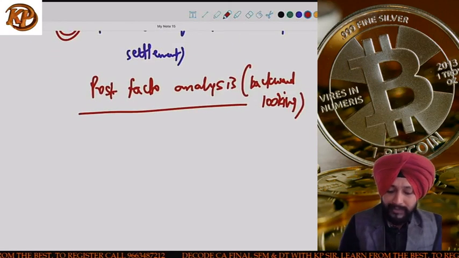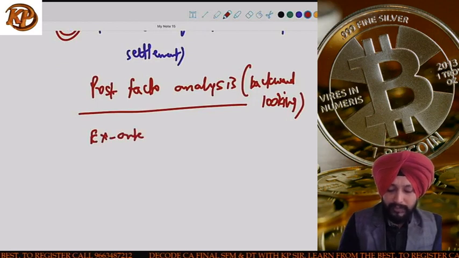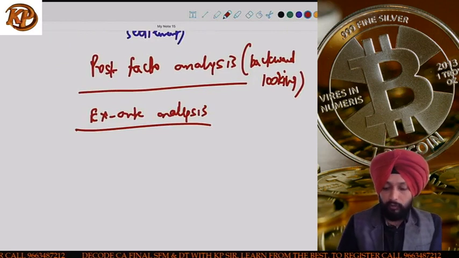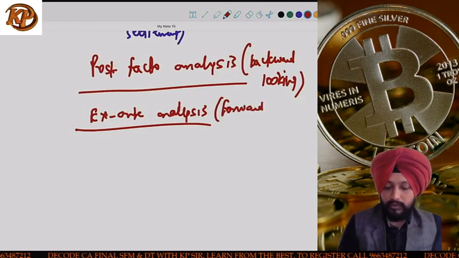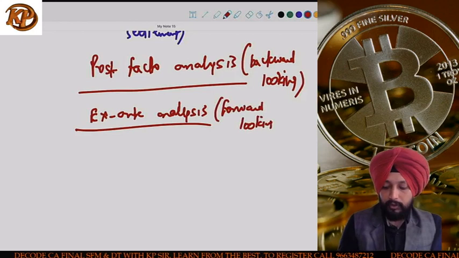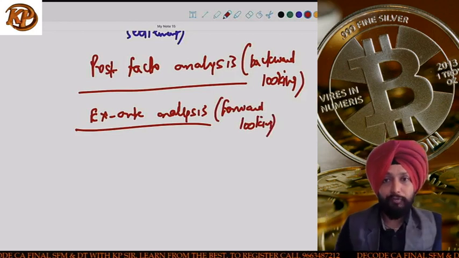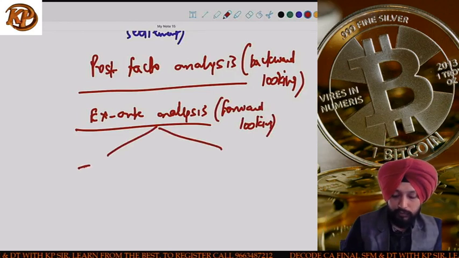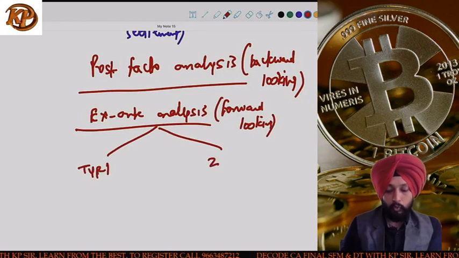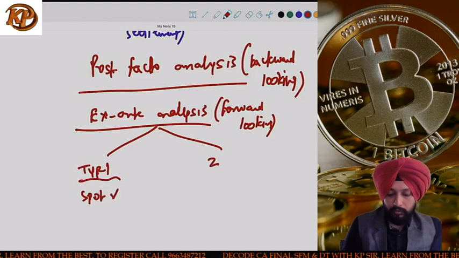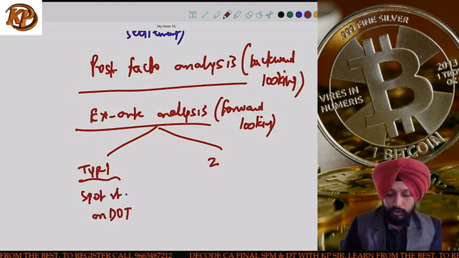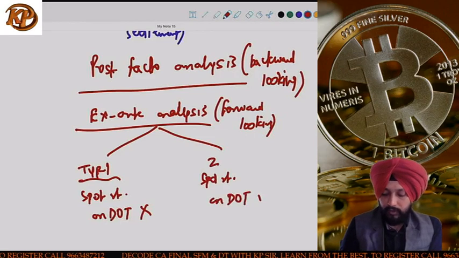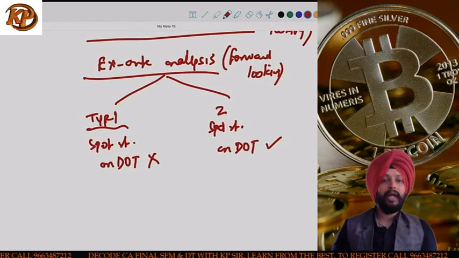Okay, the second type of analysis, if you remember, is ex ante analysis of forward cover. Ex ante analysis is forward looking, where they ask you questions like: should the company hedge using a forward cover? If you remember, I told you in ex ante analysis there are 2 types of sums. Type 1 is where the spot rate on the date of transaction is not given, and type 2 is where the spot rate on the date of transaction is given. If you open your book and see, these are the 2 types I have told you.